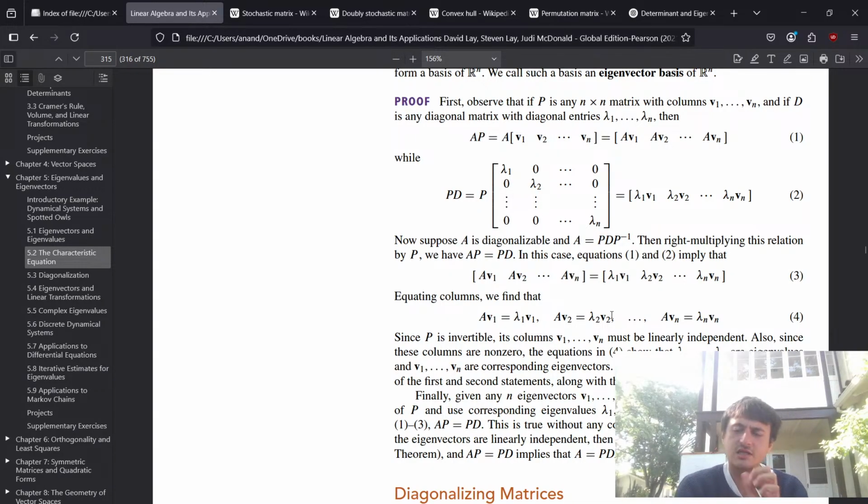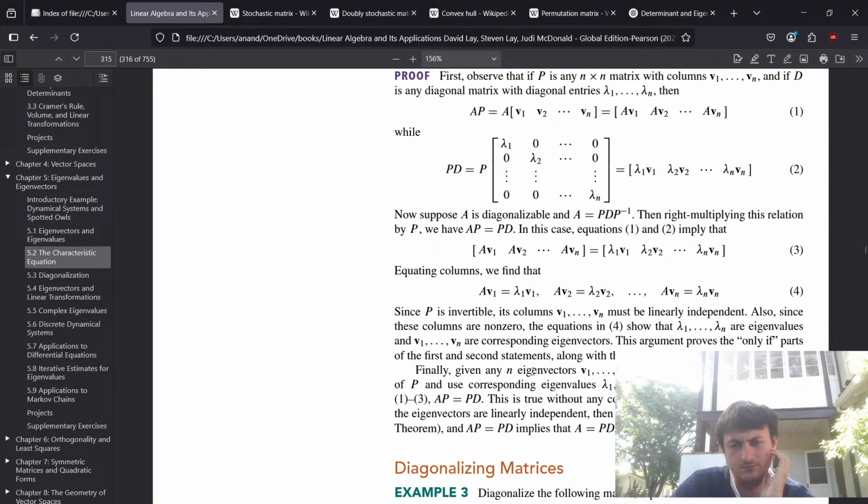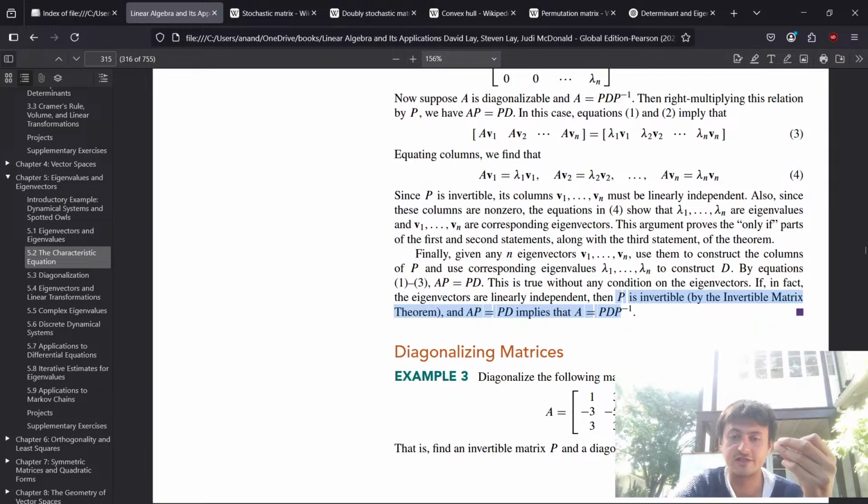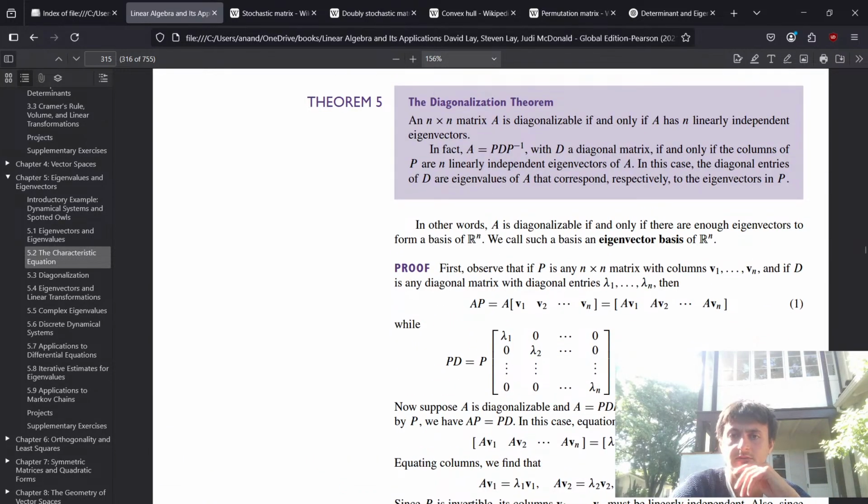Now suppose A is diagonalizable. That's a very exciting theorem. That's so cool.